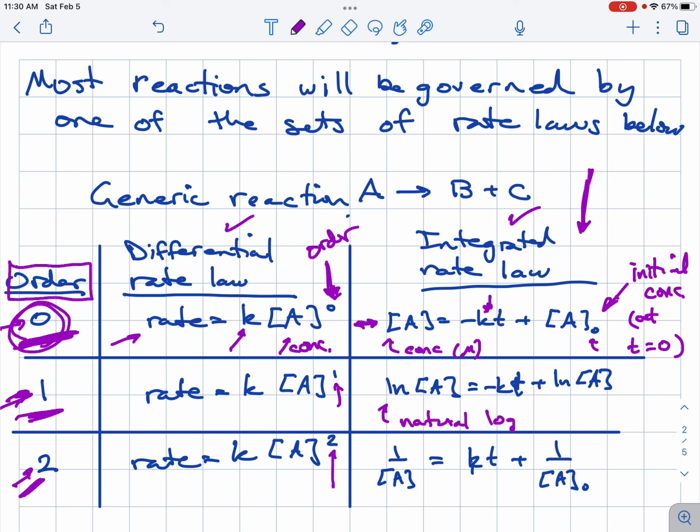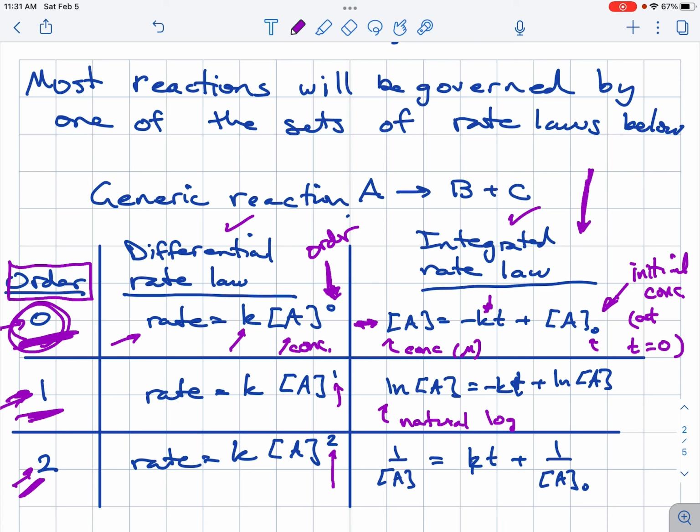There's a button on your calculator that'll do this for you. We'll talk more conceptually about logarithms when we get to acids and bases. It's a lot easier to do the base 10 ones in your head. This is a logarithm of base e. Again, we'll cover it at a later point.